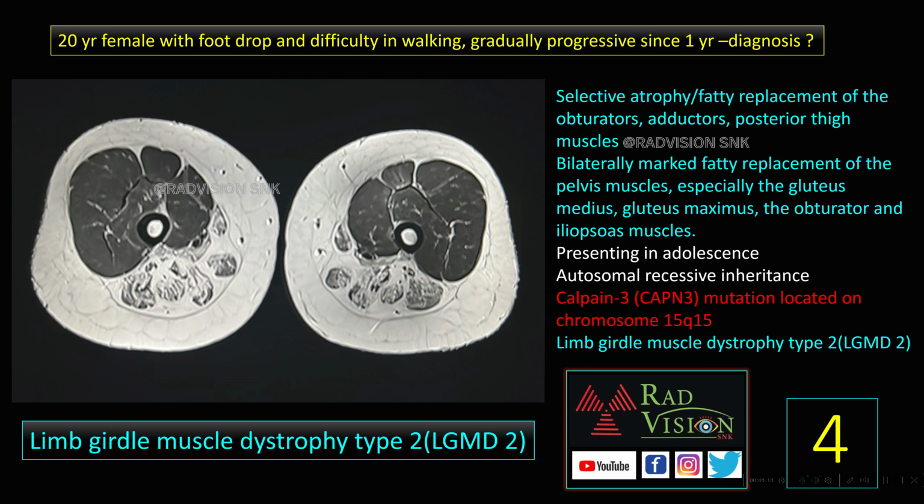This is mostly present in adolescents, and it is autosomal recessive inheritance, and typically there is a calpain 3 mutation located on chromosome 15. So this is limb girdle muscular dystrophy type 2. Other differential diagnoses can be Duchenne muscular dystrophy.